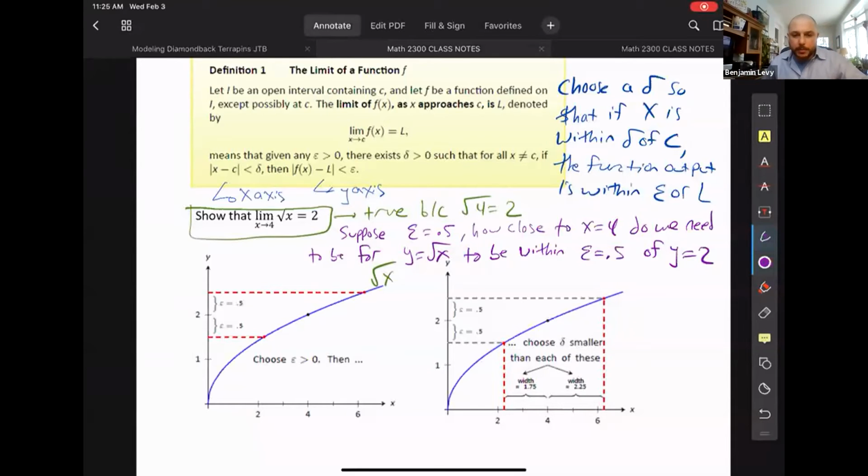If we want to be within 0.5 of the output, the question is, how close do we need to be on the input? Oh, give me one second. I just accidentally closed this out. Oh, I closed that one out too. That wasn't a good idea.